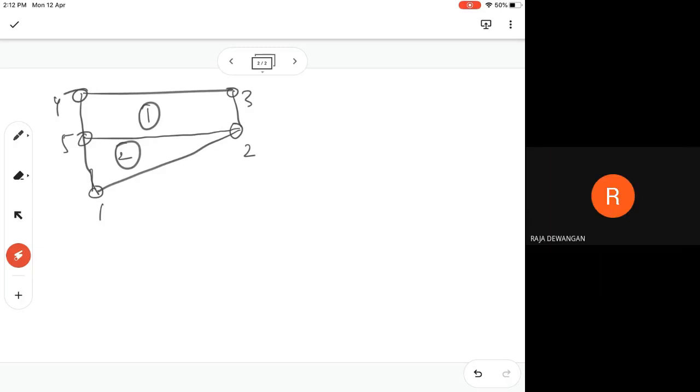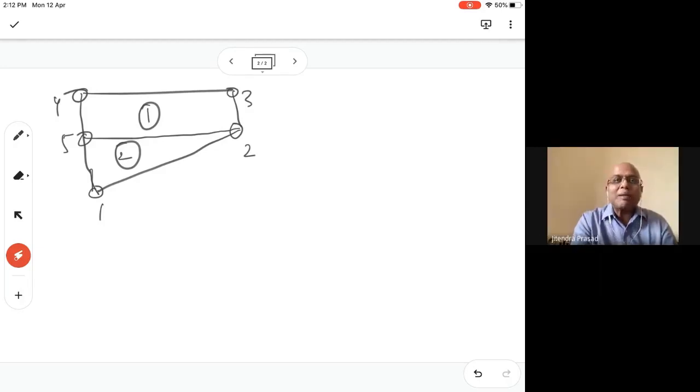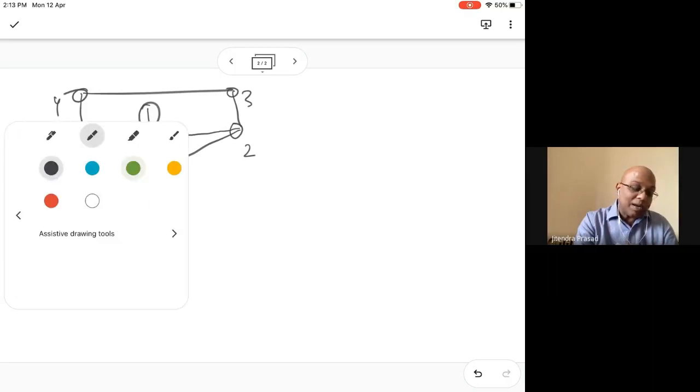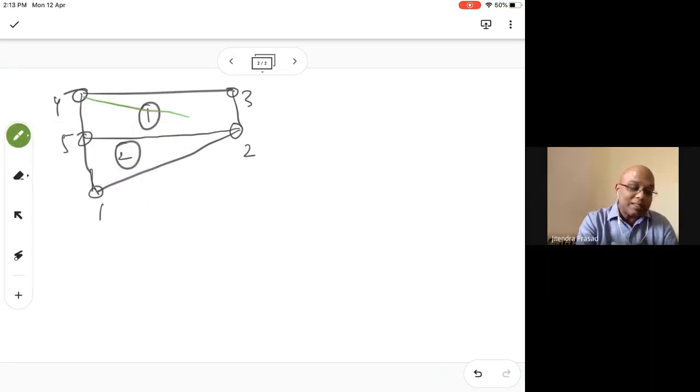Yes, sir. So if it's not mentioned, then you can work like that. If it's mentioned that you have to take triangle only, you can do it like this one. Or you can also do like this. See here, so you have 3 triangles also. You can do like that.